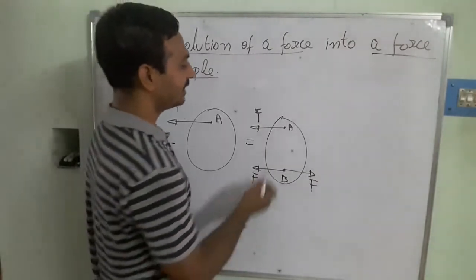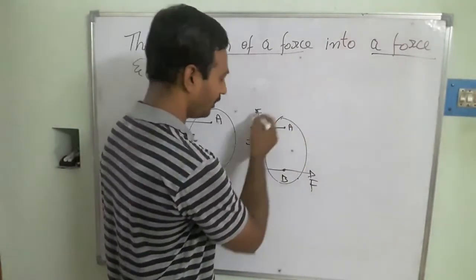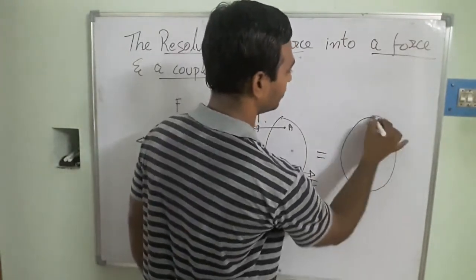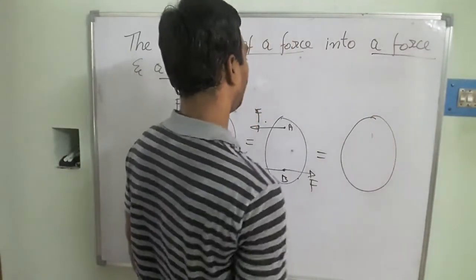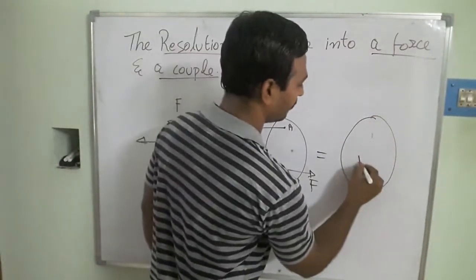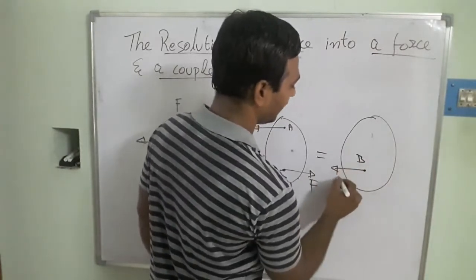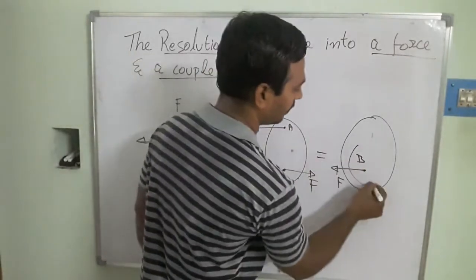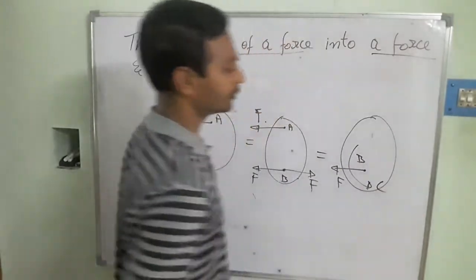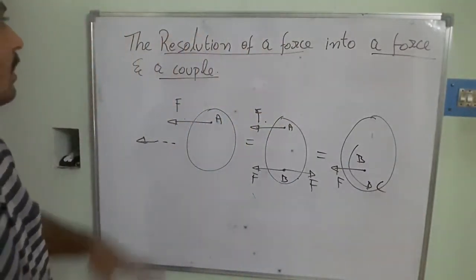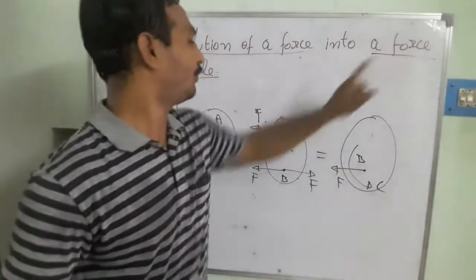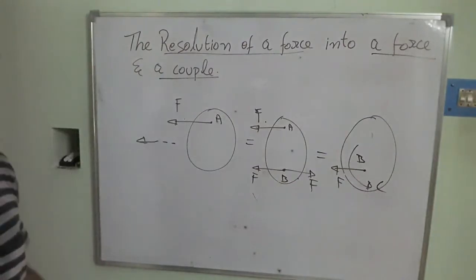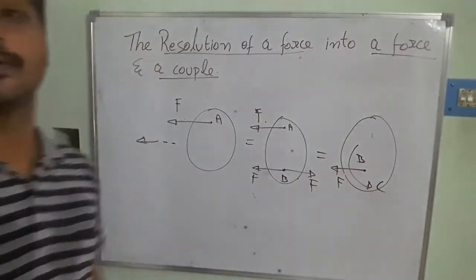By considering this force as well as this force, the object is going to try to rotate about this point. I am taking this as point A, and this is going to be point B. This force is acting in this direction, and because of this force and this force, the body is going to try to rotate about the point. So this is the couple we are going to consider. This way we have resolved a force into a force and a couple, and then we can get the solution for this part.